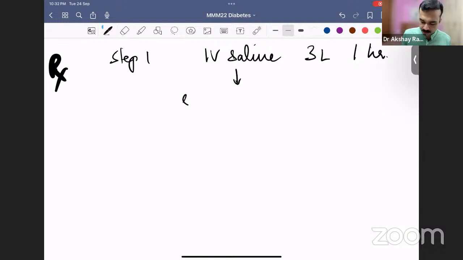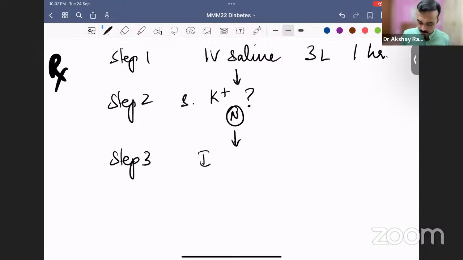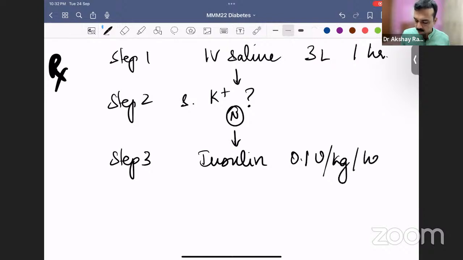Next, check the serum potassium level. Is it normal? If it is normal, proceed to step 3. Step 3 is insulin. Insulin is the definitive treatment. If you want to stop the ketone body synthesis, you have to give insulin. Nothing else will stop it. You need to give it at 0.1 unit per kg per hour infusion.